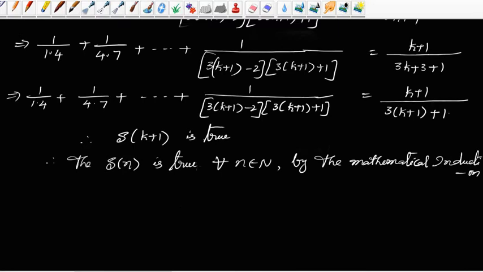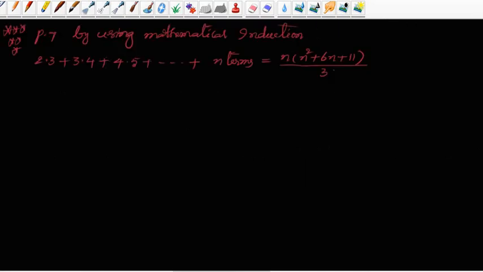Okay students, now we will go for another problem. Our next problem is this. Observe that here also the nth term is not given, so we have to find out the nth term. How do you find out the nth term?